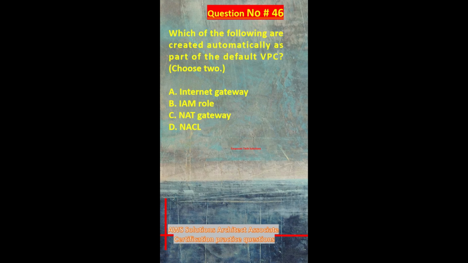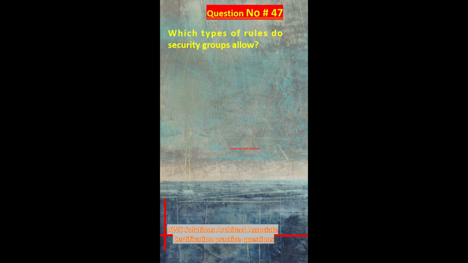Which of the following are created automatically as part of the default VPC? Choose 2. A. Internet Gateway. B. IAM role. C. NAT Gateway. D. NACL.